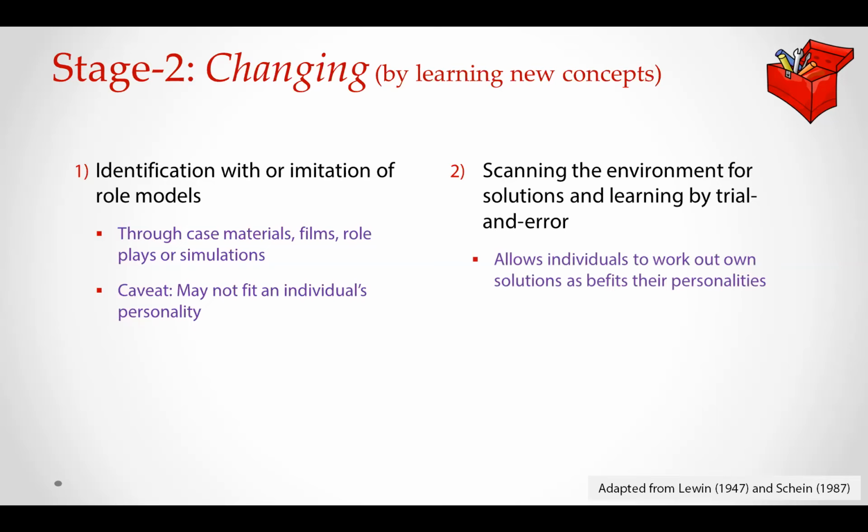The trial and error or scanning the environment option is where people work out their own solution. So you give the problem and you maybe provide certain support structures where you tell people in your organizations, hey, in order to help you understand or deal with this change, this is a handbook or a toolkit that has been provided for you to go and pick and choose what works for you, so that you can learn quickly and adopt the new behaviors that we want from you, or the new ways of thinking we want from you. Okay, so changing by learning new concepts is the second stage.